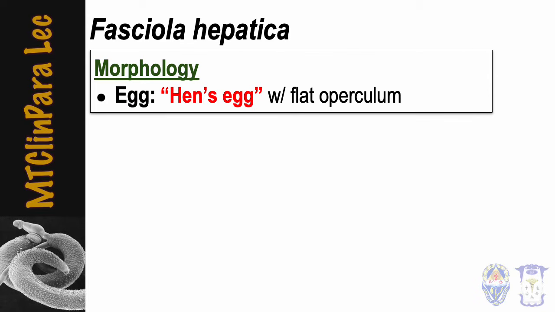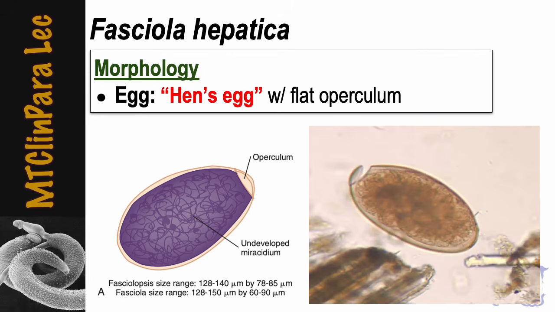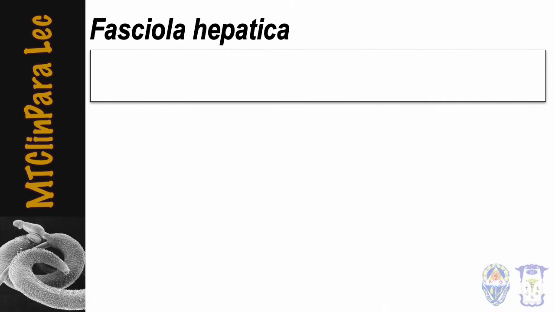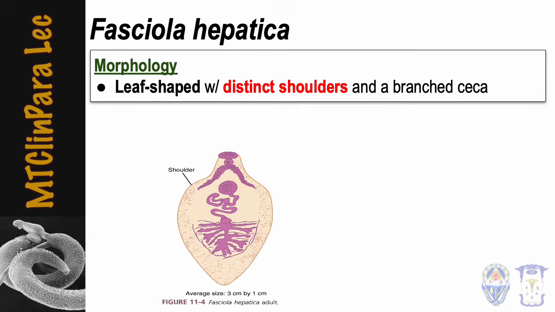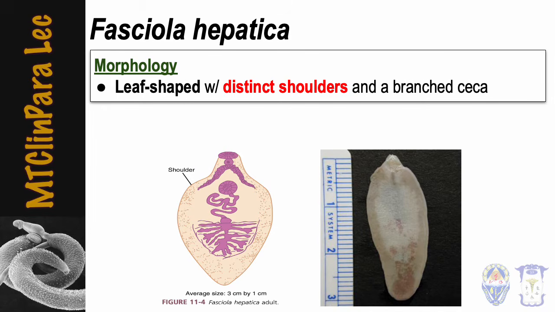The morphology of this parasite in terms of the egg resembles a hen's egg with a flat operculum, just like in this picture. The adults are leaf-shaped with distinct shoulders and branched ceca. When we say ceca, this is the intestinal organ of our parasite. As you can see in this picture, it is leaf-shaped, which is common to all organ-dwelling trematodes, with the presence of shoulders.